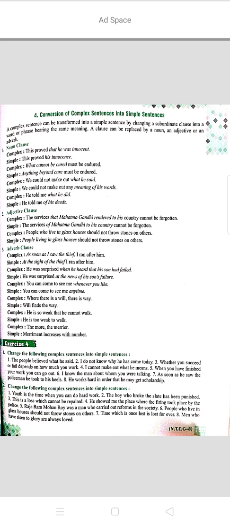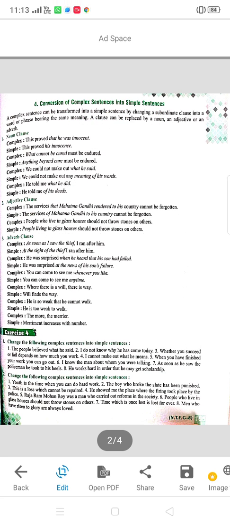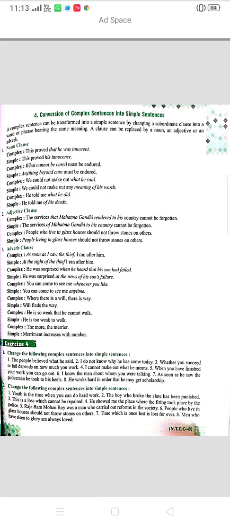Similarly, the adjective clause. Complex sentence: The service that Mahatma Gandhi rendered to his country cannot be forgotten. Simple: The service of Mahatma Gandhi to his country cannot be forgotten. Adverbial clause. Complex sentence: As soon as I saw the thief, I ran after him. Simple sentence: At the sight of the thief, I ran after him.